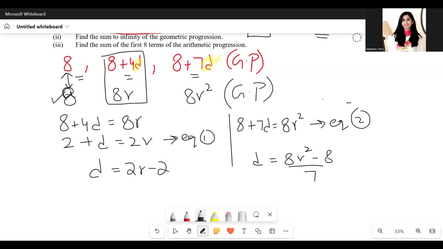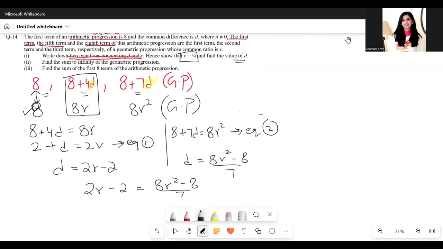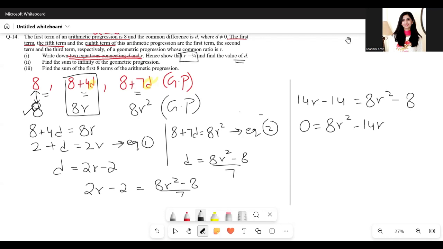Okay, now let's equate them. 2R minus 2 is equal to (8R squared minus 8) divided by 7, which gives us a quadratic equation. We get 14R minus 14 equals 8R squared minus 8. So we have 0 here: 8R squared minus 14R plus 6. Okay, now you will solve this.